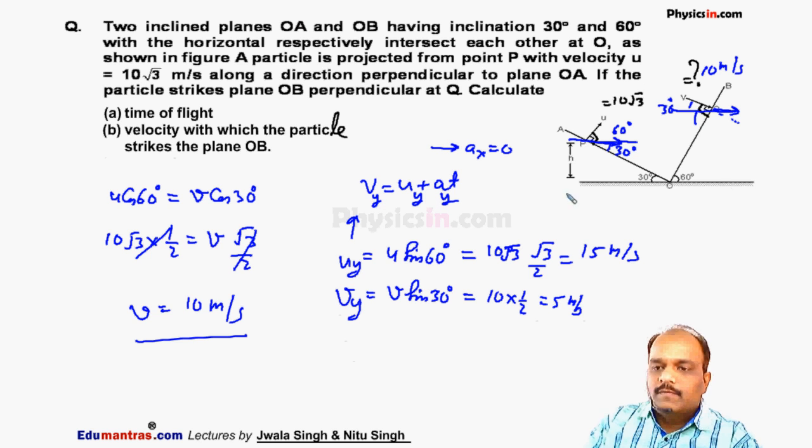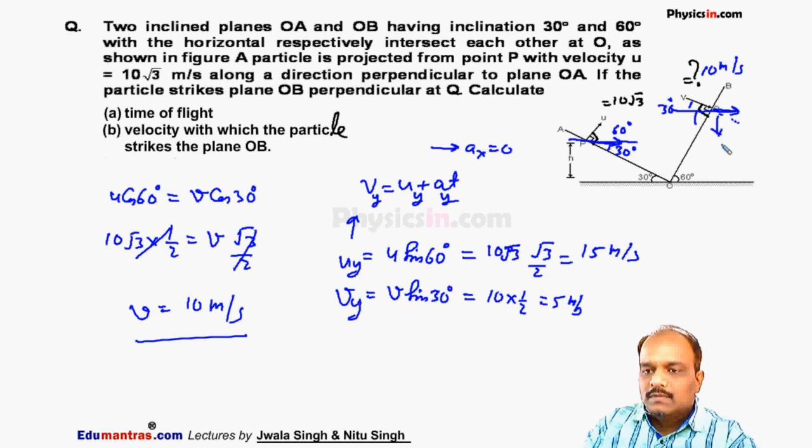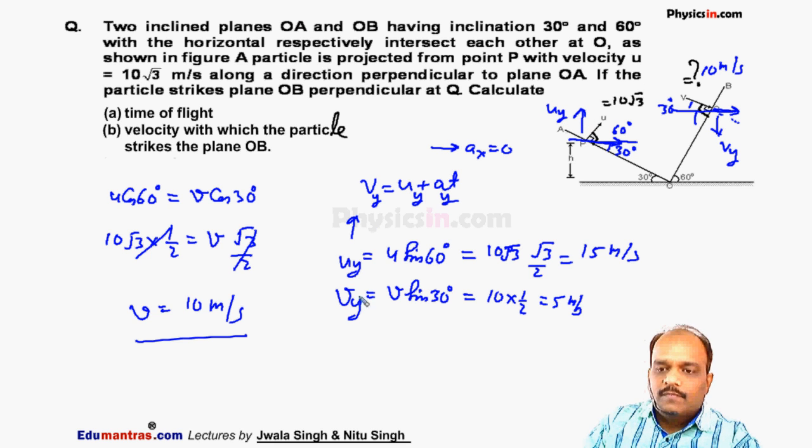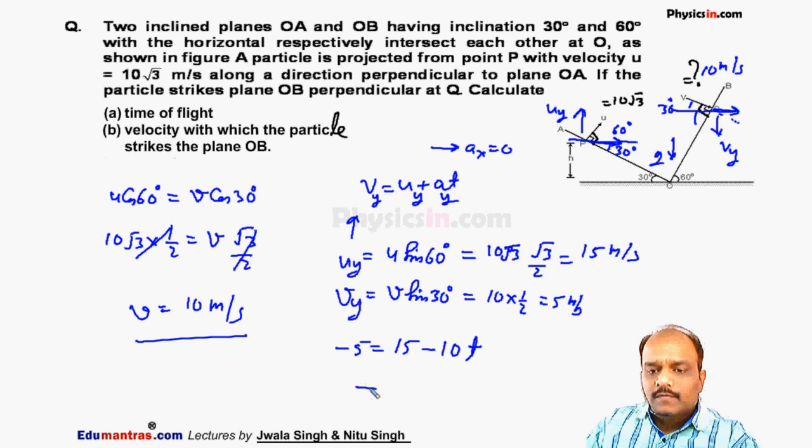So if I substitute the value, v_y here is in the downward direction. Here u_y is in the upward direction. So I will write v_y is minus 5 and u_y is 15. The vertical acceleration g is directed downward, so it is minus 10 into t, and this t is the time of flight. So solving it, we get t is equal to 15 plus 5, that is 20 by 10, equal to 2 seconds. So 2 seconds is the time of flight of this particle. So this particle takes 2 seconds to strike this plane OB.